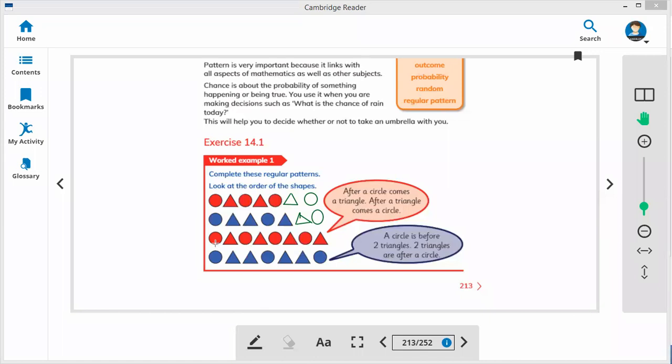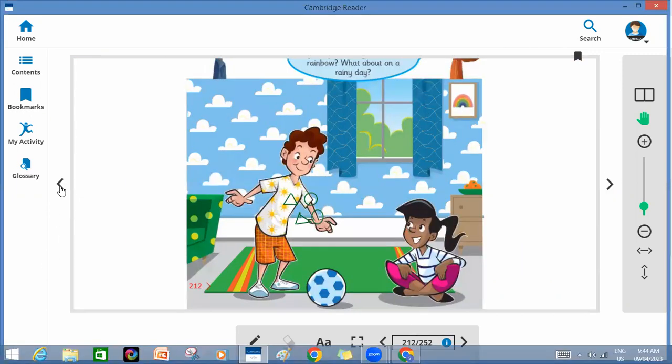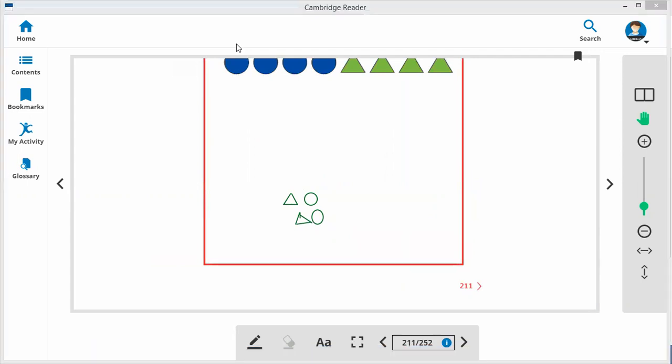Okay, moving on to the third row, we have circle, triangle, circle, triangle, circle, triangle, circle, and triangle. It is exactly like the first one. And this is exactly like the second one. And here what they did, a circle is before two triangles, and two triangles are after a circle. You can see here, circle, two triangles, circle, two triangles, and circle. Understand? So this is pattern. Pattern means any shape that you use should come after the one you chose.